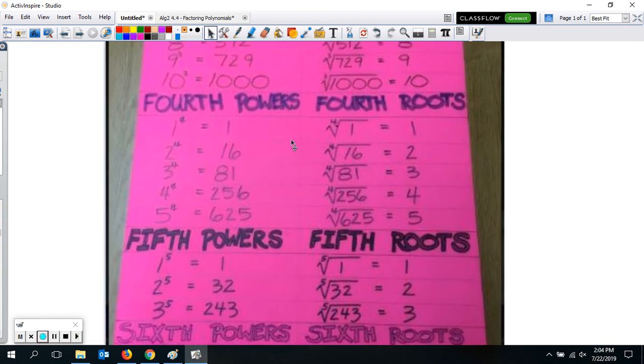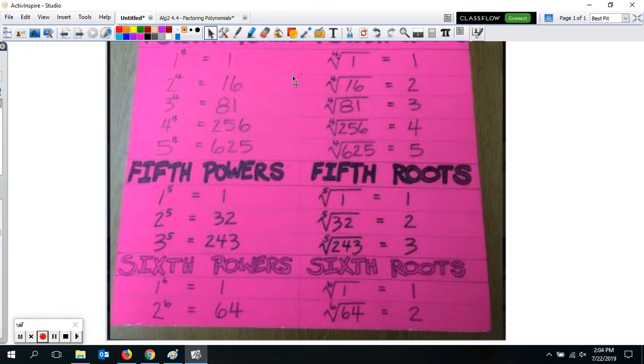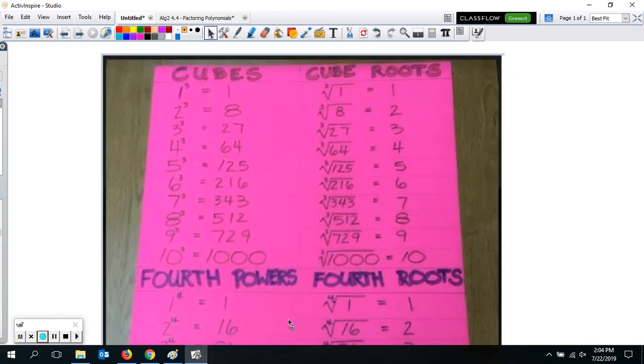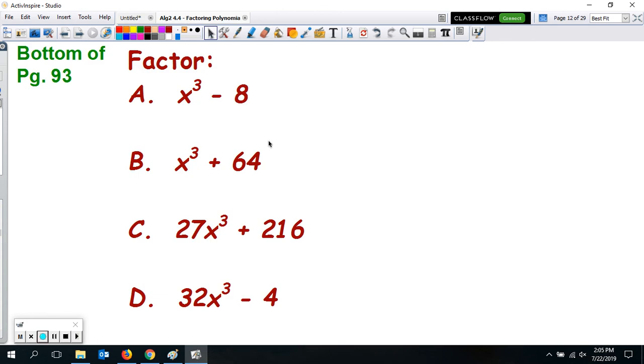So 5 of the 4th powers, there's 3 of the 5th powers, and just the 2 for the 6th powers. But the cubes we definitely use usually up to the first 10. And so you need to know these numbers: 1 is a perfect cube, 8 is 2 cubed, 27 is 3 cubed, 64 is 4 cubed, 125 is 5 cubed, 216 is 6 cubed, 343 is 7 cubed, 512 is 8 cubed, 729 is 9 cubed, and then 1000 is 10 cubed. So those are the numbers you need to know to help you remember what numbers you're cubing to get these numbers. All right, so let's go back to our factoring here.